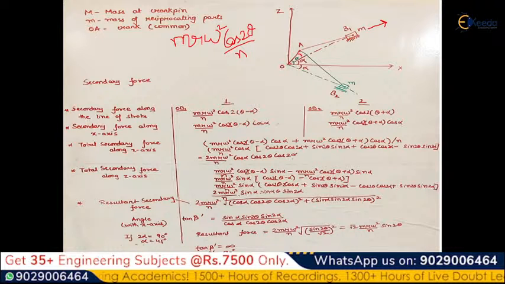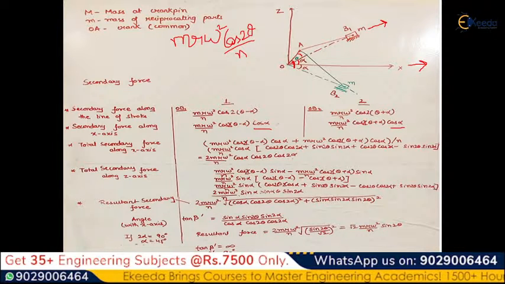So the secondary force along the line of this x-axis will be mrω²/n cos(2θ − α) cos α, because this angle is α, so we'll take the cos factor. Similarly, when we do it for the second connecting rod, or the second reciprocating body, it is mrω²/n cos 2 of this angle, which is θ + α. Along the x-axis it becomes the cos factor, which is cos α.